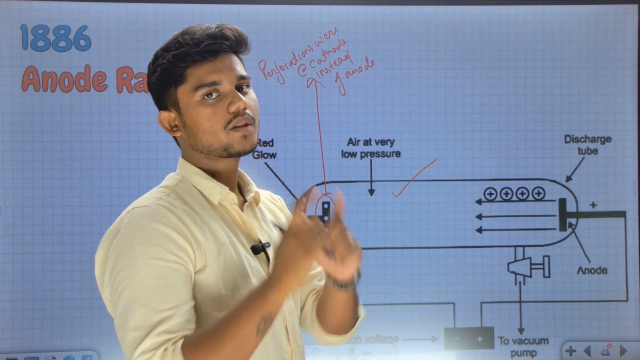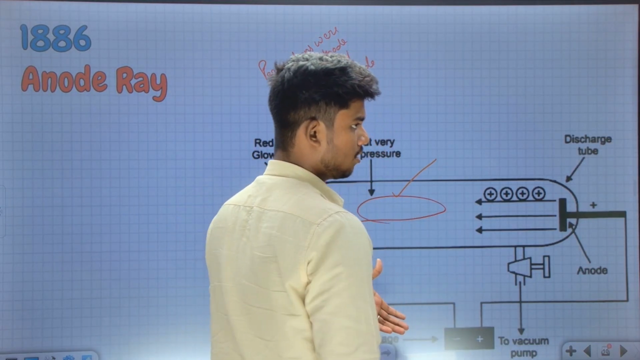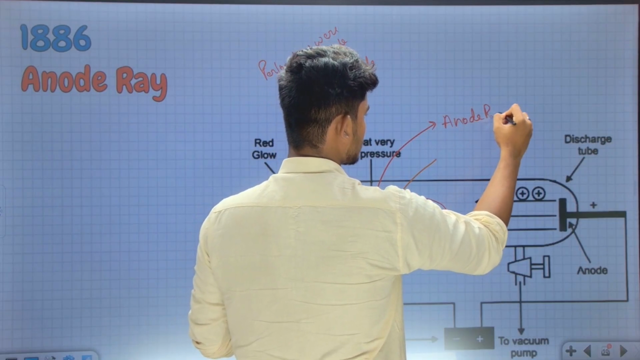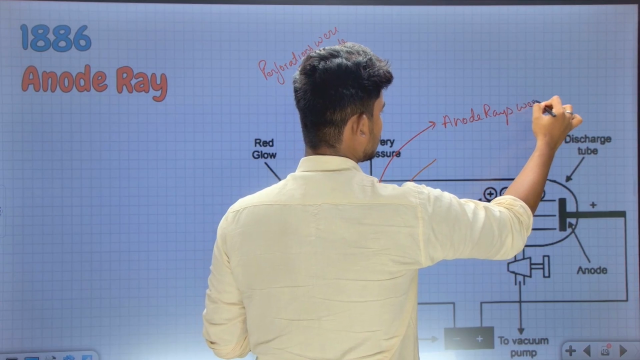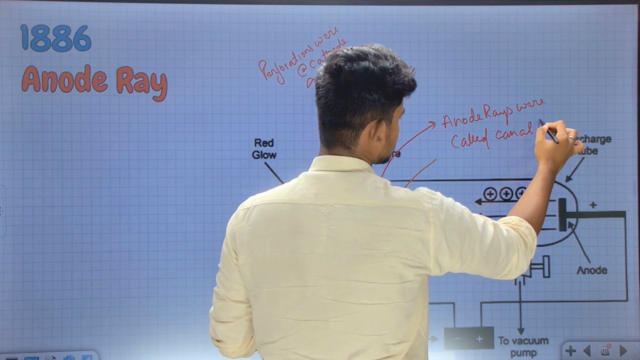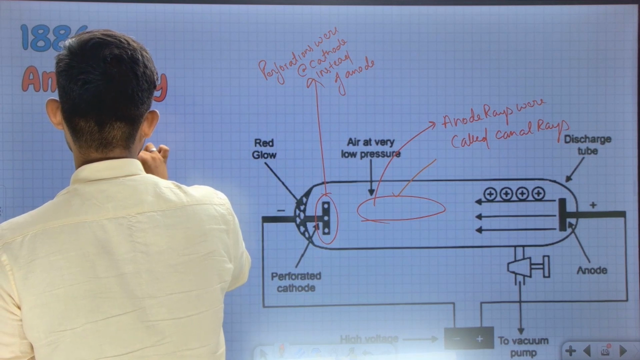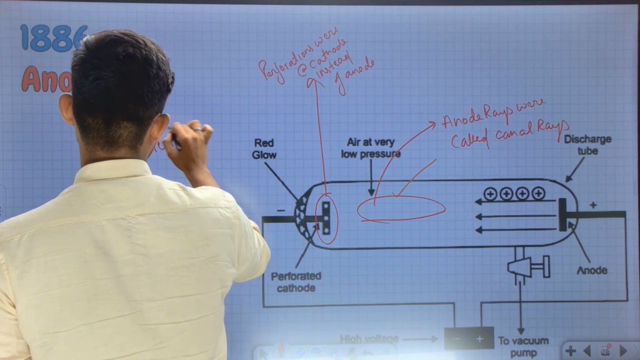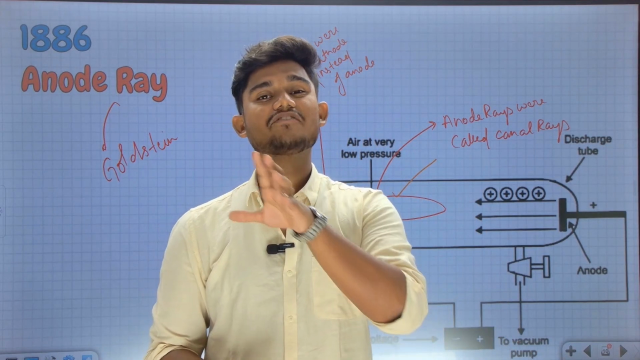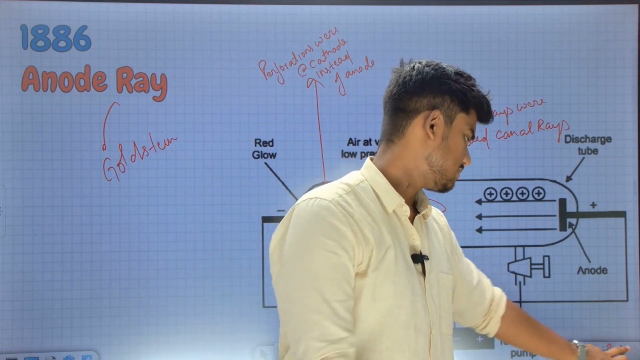More importantly, in this whole experiment, the anode rays were called canal rays, and this experiment was done by Goldstein. So Goldstein was the person who identified positive particles and who brought down the concept of positive rays, canal rays or anode rays.